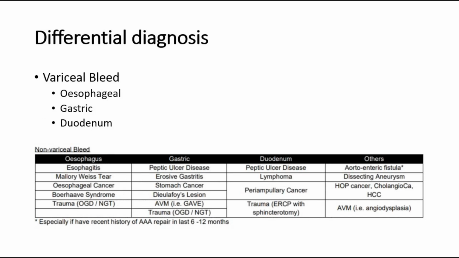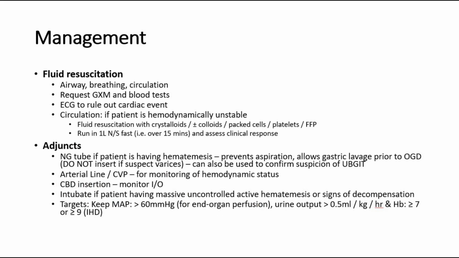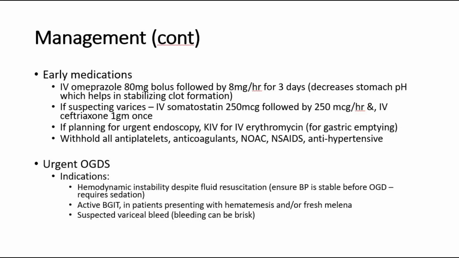For management, fluid resuscitation, ABC, request blood transfusions, ECG, and give crystalloids for resus. Other adjuncts include NG tube, arterial line, CBD, intubation if indicated. Early medications are IV omeprazole 80 mg bolus followed by 8 mg per hour for 3 days. It decreases stomach pH which helps in stabilizing clot formation.